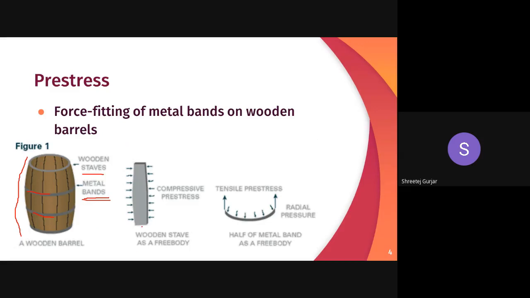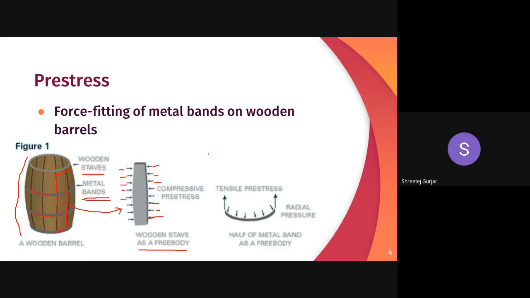They have represented a free body diagram of a single individual element here. They have taken out this wooden element and shown a free body diagram. You can see it has compressive forces, arrow marks on both sides. It is nothing but a compressive pre-stress applied by these metal bands. So how is this process done? These metal bands are not exactly the same diameter as the wooden barrel; they have a slightly smaller diameter than the barrel.